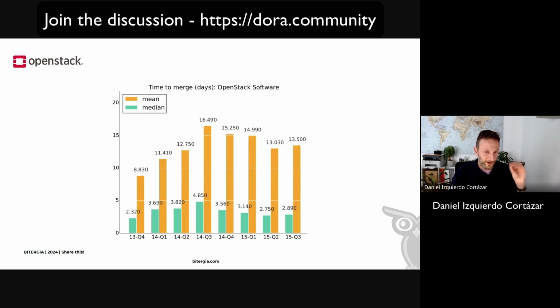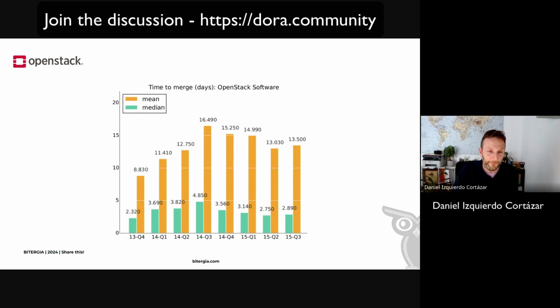And then really quick on OpenStack, which is the second example, you can see this increase in the time to merge. Basically, this is the time it takes from a code proposal to merging it. In Q4, Q1, Q2, and Q3 in 2014, there was an increase in the time to merge. So something was happening again, right? What is going on here?